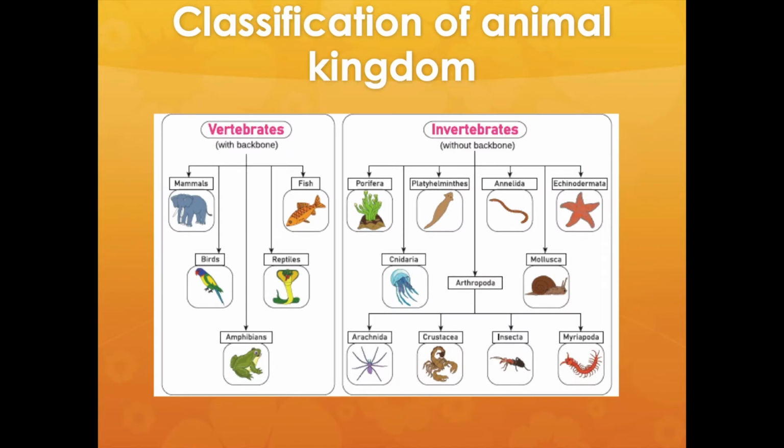There are two types of animals, vertebrates and invertebrates. Vertebrates are those animals that have a backbone, like reptiles, fish, amphibians, birds, and mammals. Invertebrates are those animals that do not have a backbone, like porifera, cnidaria, and mollusca.